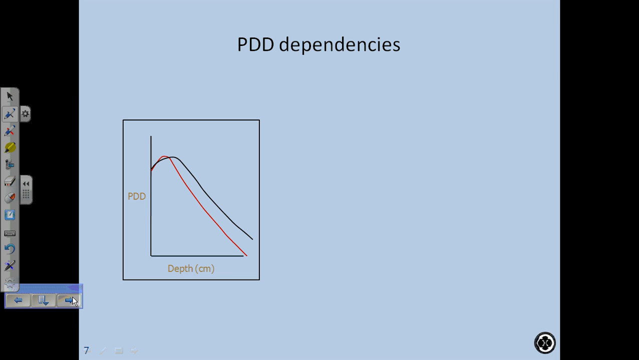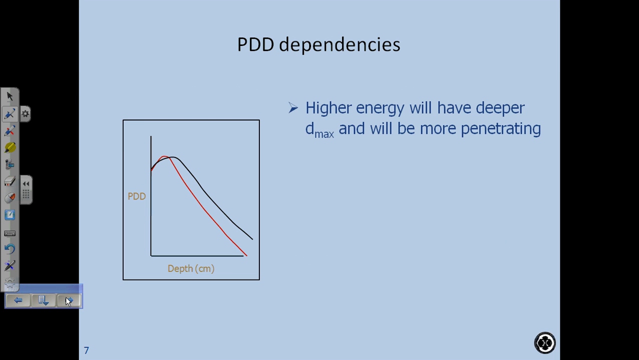PDD dependencies. We said that PDD depends on energy. Higher energy will have a deeper Dmax and will be more penetrating. So this curve here could be for 6 MV, for example, and this is just hand-drawn, and this may be for a 10 MV curve. You'll get used to seeing these traces of PDDs, and you'll be able to recognize a 6 MV from a 10 MV. The first thing you can look at is where's Dmax.